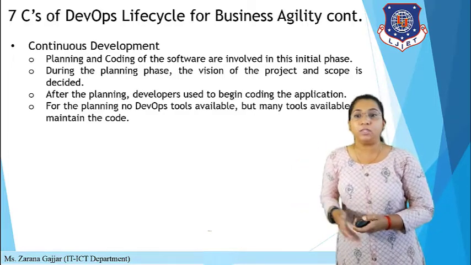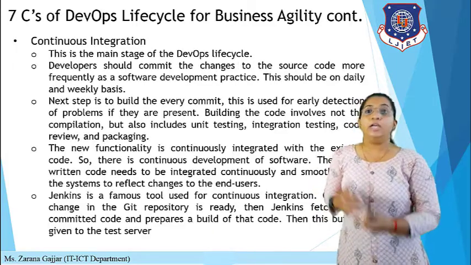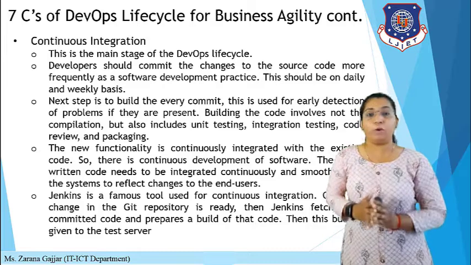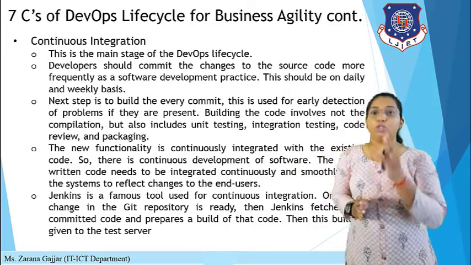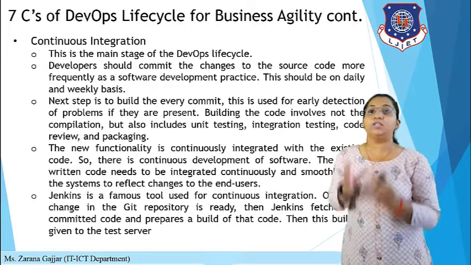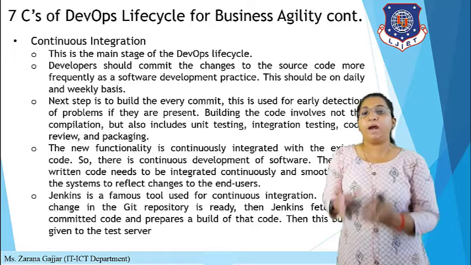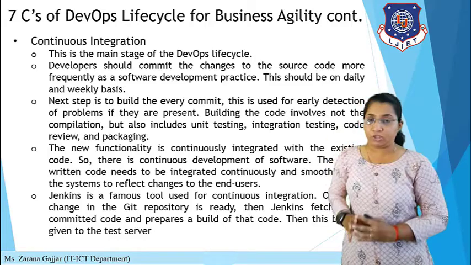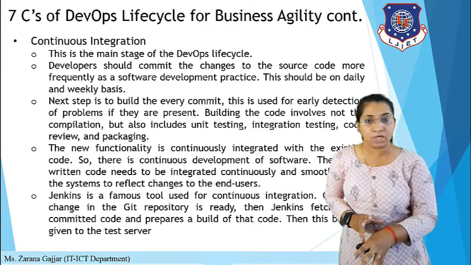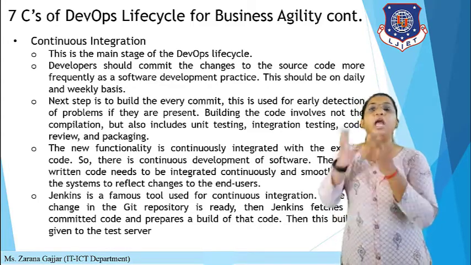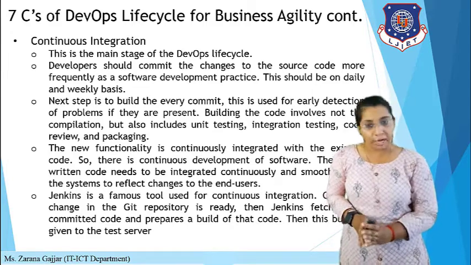Now what is the next C? The next is continuous integration. This is the main stage of the DevOps life cycle. Developers should commit changes to the source code more frequently as a software development practice. If the customer demands something new, you will adopt that change, perform such operations, and add that feature to the existing system. So developers should commit the changes to the source code more frequently as a software development practice.